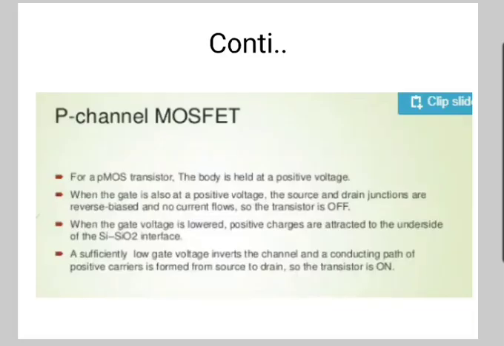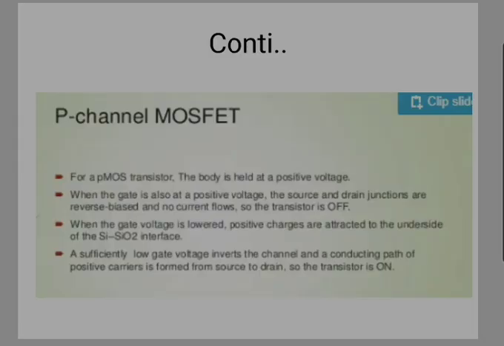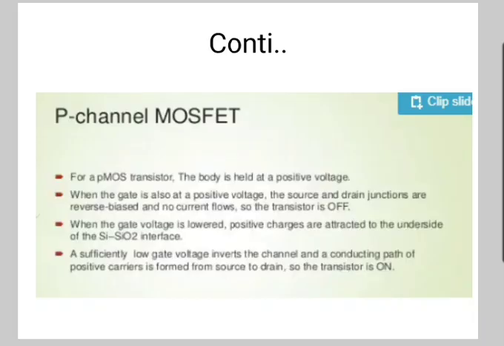Next is the p-channel MOSFET. For a PMOS transistor, the body is held at a positive voltage. When the gate is also at positive voltage, the source and drain junctions are reverse biased and no current flows, so the transistor is off. When the gate voltage is lowered, the positive charges are attracted to the underside of the Si-SiO2 interface. A sufficiently low gate voltage inverts the channel and a conducting path of positive carriers is formed from source to drain, so the transistor is on.